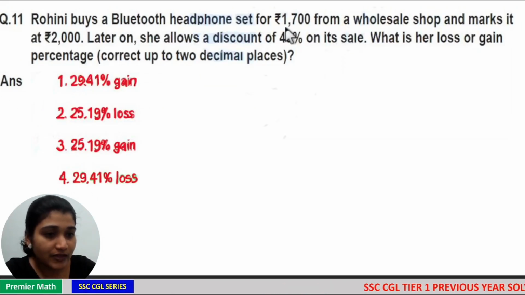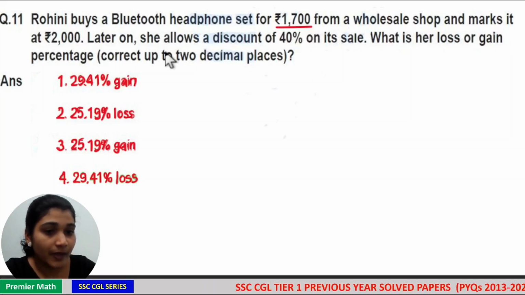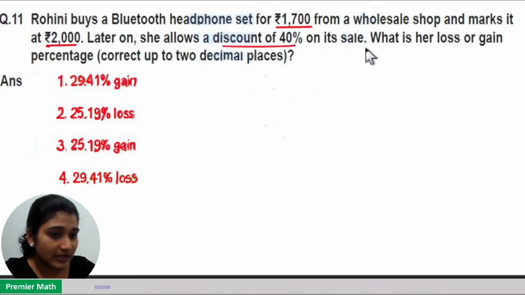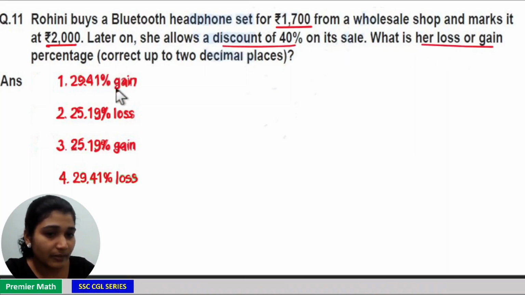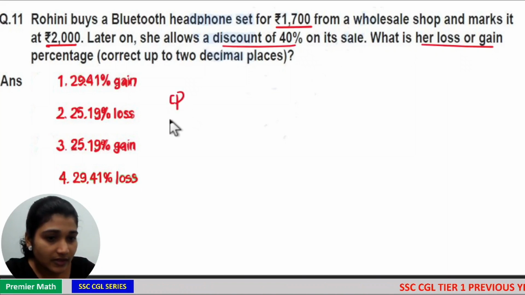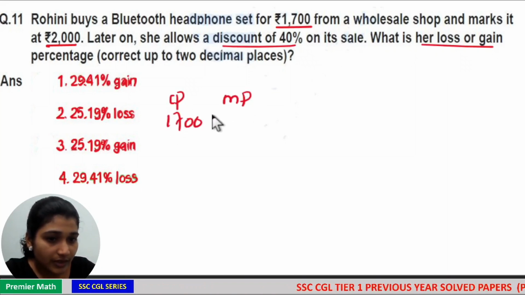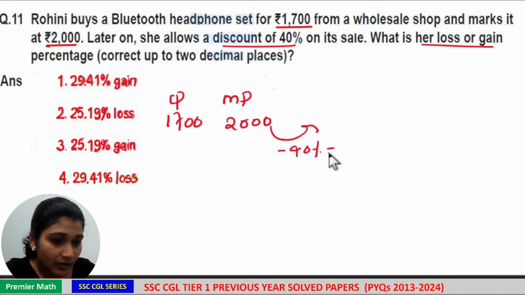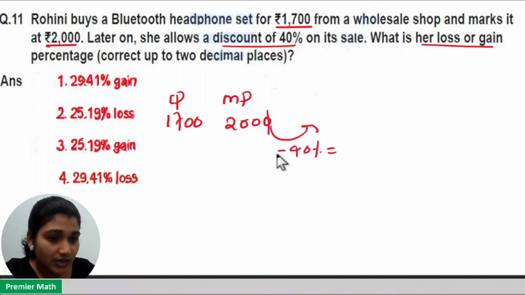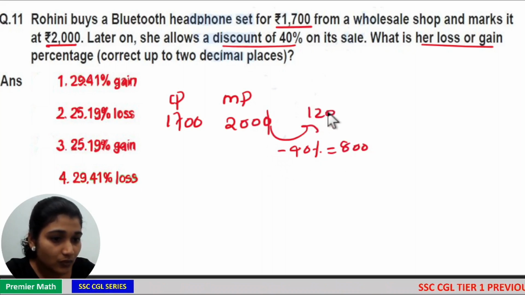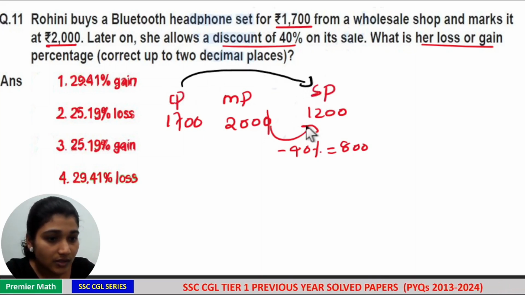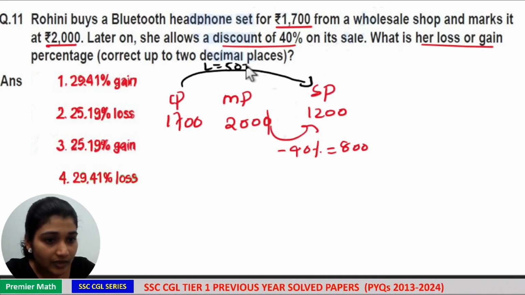Rohini buys Bluetooth headphone set for 1700 from a wholesale shop and marks it 2000. Later on, she allows a discount of 40% on its sale. What is her loss or gain percentage? Here, cost price is 1700 and marked price is 2000. Then she allows 40% discount, means 10% of 2000 is 200, then 40% is 200 into 4, 800 rupees. So 2000 minus 800 is 1200 rupees is her sell price, which means here her loss is rupees 500.